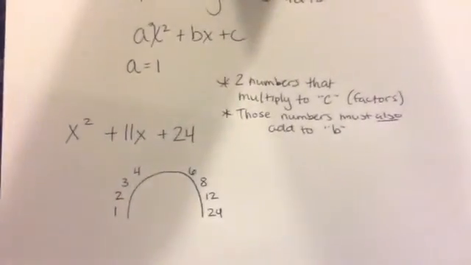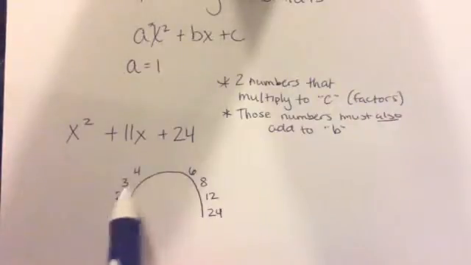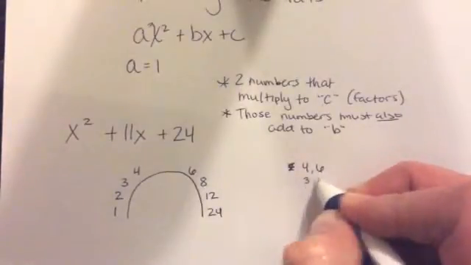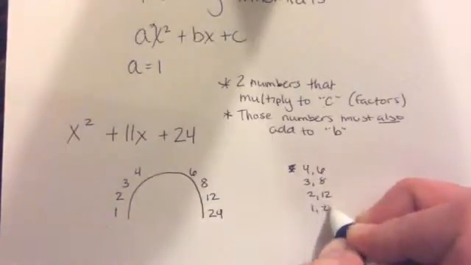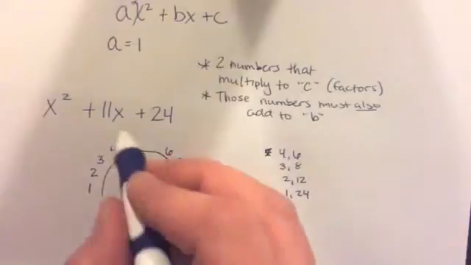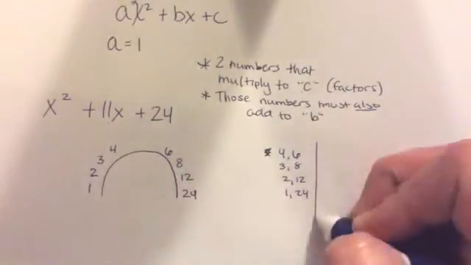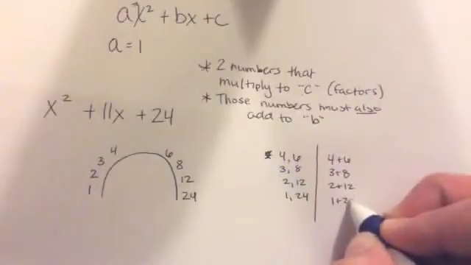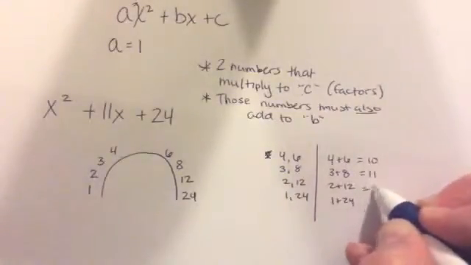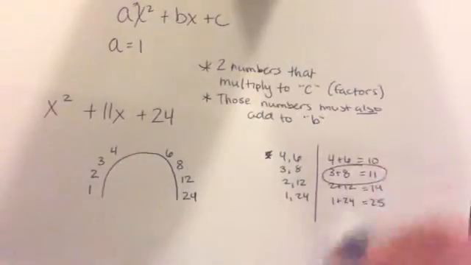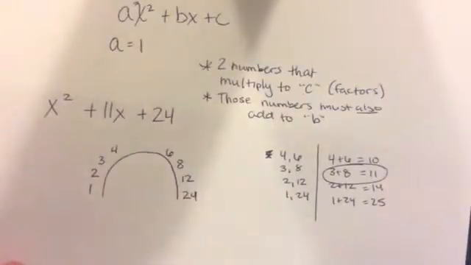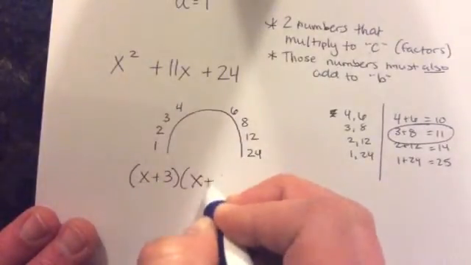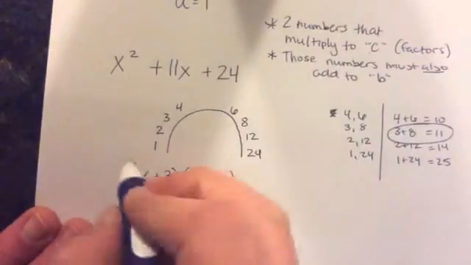So the second thing I need to do, I've got all my factors that multiply to c: 4 and 6, 3 and 8, 2 and 12, 1 and 24. So I'm going to jot those down here. What we also have to pay attention to is that our numbers that we choose have to add to be 11. So if I do 4 plus 6, 3 plus 8, 2 plus 12, and 1 plus 24, let's add all those together. We got 10, 11, 14, and 25. One of those combinations adds to 11. So what I'm going to do is use the factors 3 and 8, and the way I write it in factor form is x plus 3, x plus 8. My two factors were both positive. That's my answer.